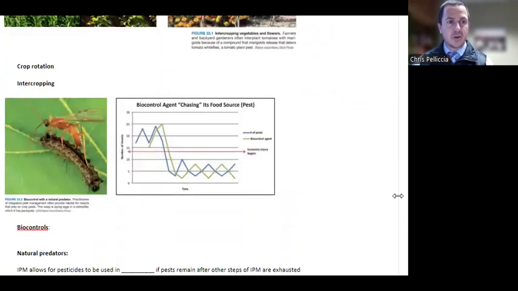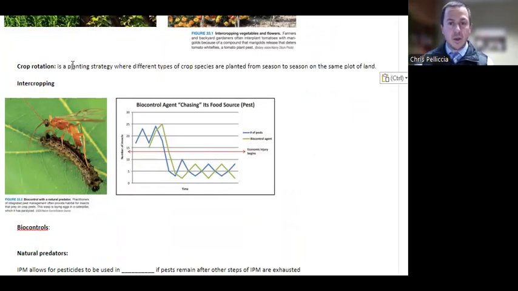So I first want to look at crop rotation. Crop rotation is a planting strategy where different types of crop species are planted from season to season on the same plot of land. What this is going to allow is this is going to prevent pests from getting used to one crop, and it's going to prevent crop-specific diseases from settling in.